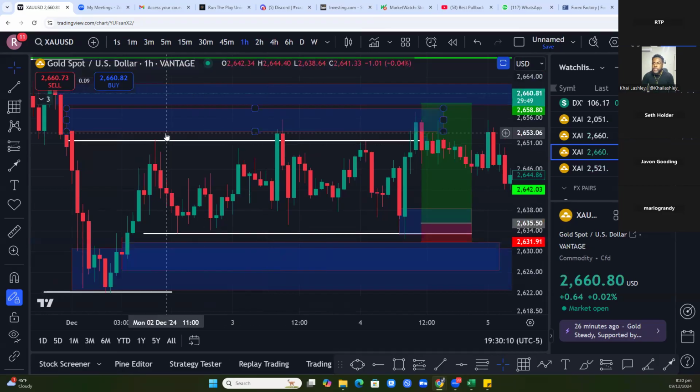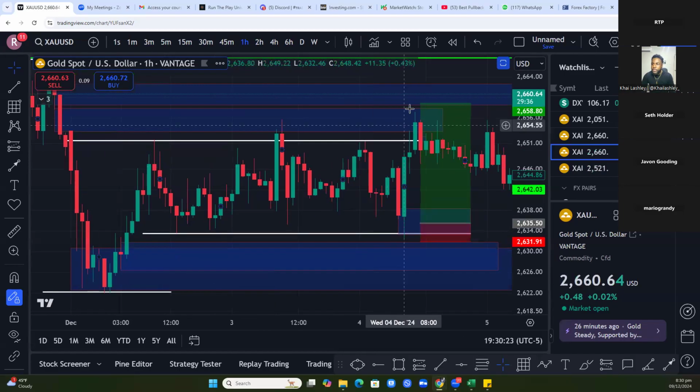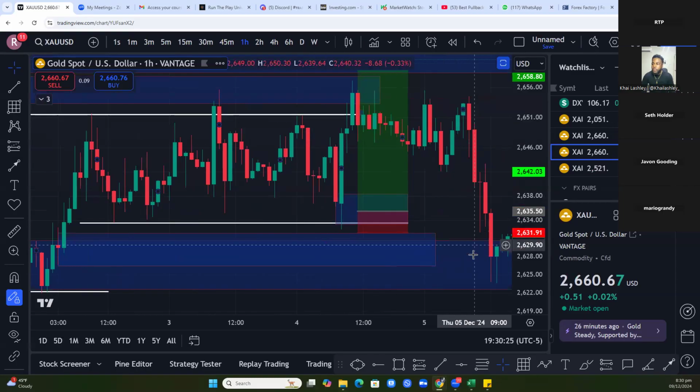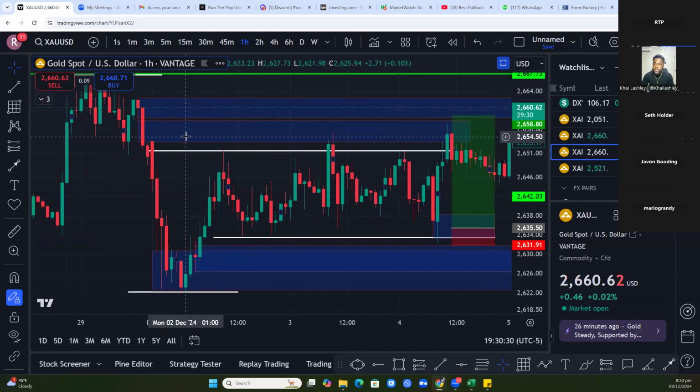Firstly, here, we got price push down, big movements down, and imbalance created right here. Price traded back into that area and pushed down. Price traded back into that area and pushed down. So that's the first thing. We're on a 1 hour time frame.